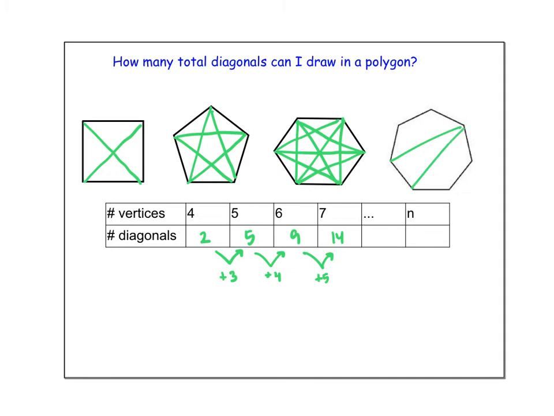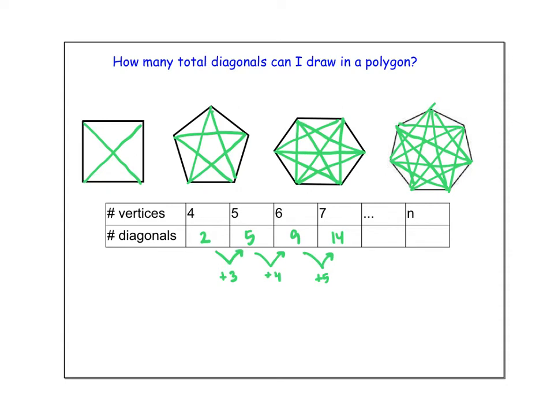1, 2, 3, 4, 5, 6, 7, 8, 9, 10, 11. Oh boy. 12, 13, and there's one more I'm missing. There it is, 14, for a total of 14.